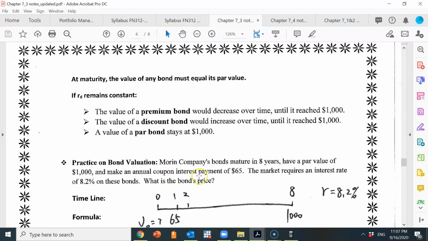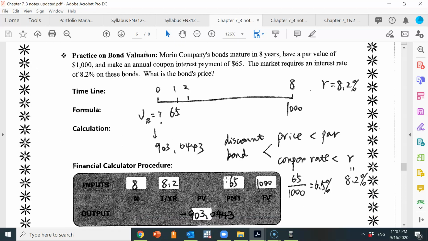So if you have finished the question, let's look at the answer. If you haven't finished the question, please keep pausing the video. Otherwise, let us look at the answer here. This is the timeline we could draw for this question. We're looking for the value of the bond at time 0. We have 65 for 8 years and also 1,000 at the end of the 8th year. The interest rate is 8.2%.